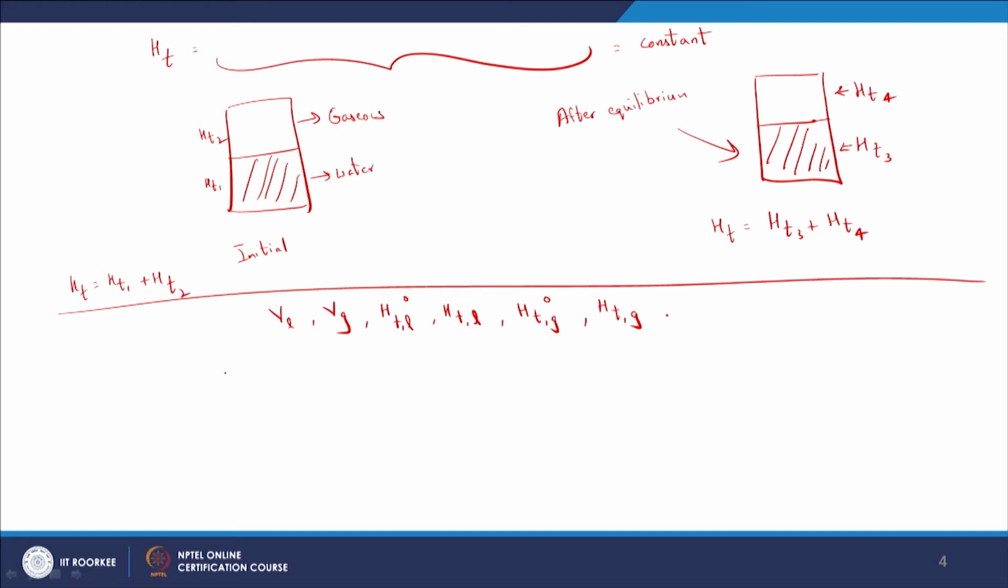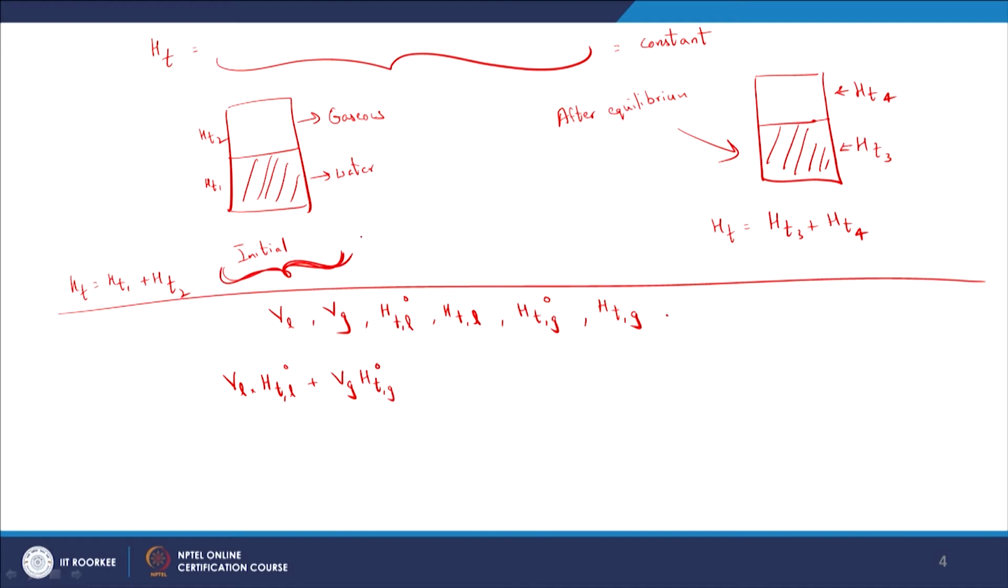So, these are the different variables we are going to consider here. Now, let us look at the balance. The moles of H total initially: I am going to represent this case as the volume of the liquid into H total in the liquid initially, plus the volume of the gas into H total in the gaseous phase initially. So, this is the initial condition that we just described, right.